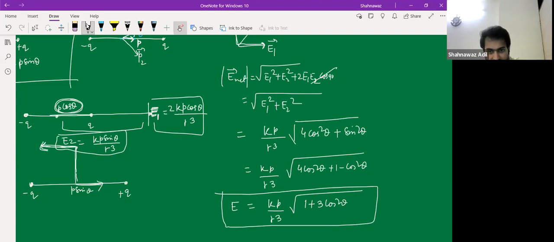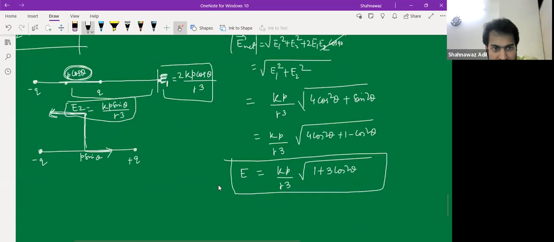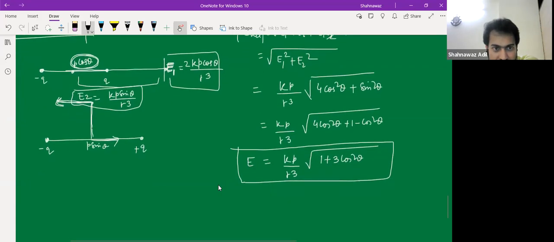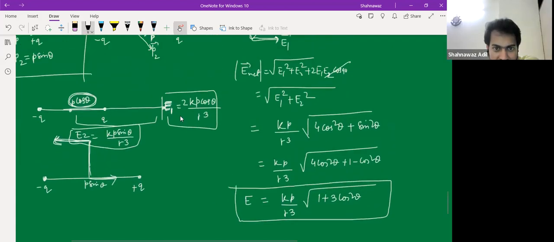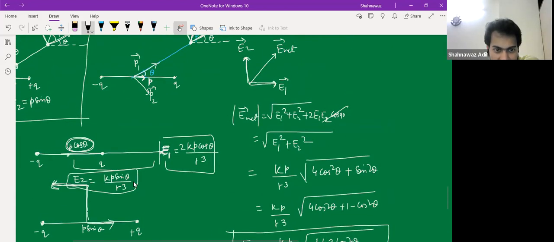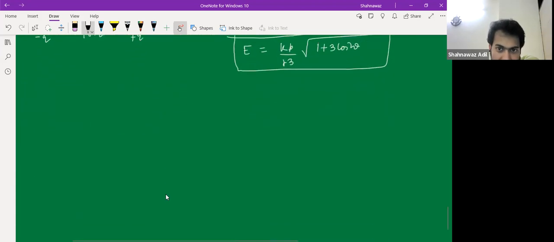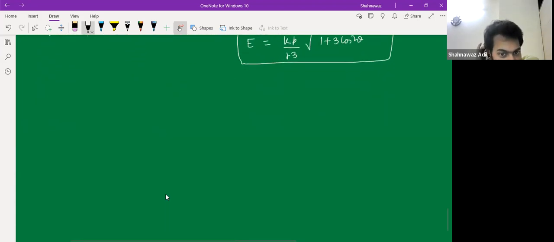Done. Chavez and Faisal. Faisal has written. What about you, Chavez? Done. Yes, sir. Okay, so just remember that E1 is 2Kp cos theta by r cubed and E2 is Kp sin theta by r cubed. So we calculated the magnitude, right?